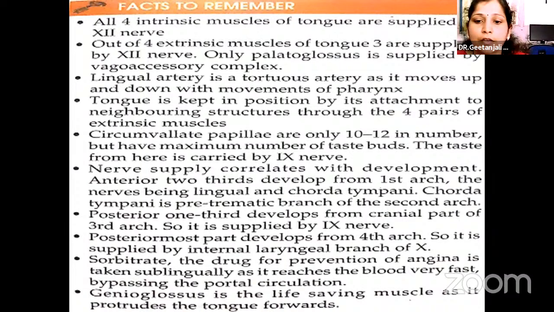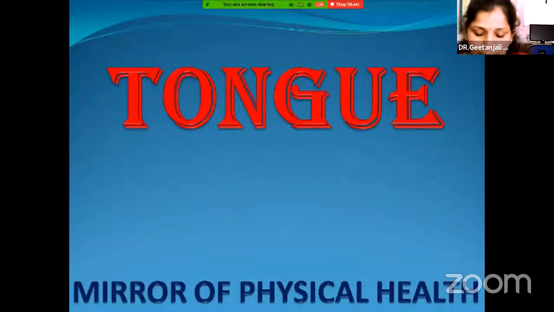Sorbitrate, the drug for prevention of angina, is taken sublingually as it reaches the blood very fast, bypassing the portal circulation. And last, genioglossus is the life-saving muscle as it protrudes the tongue forward. This is all as far as the tongue is concerned, and I hope you all understood this.